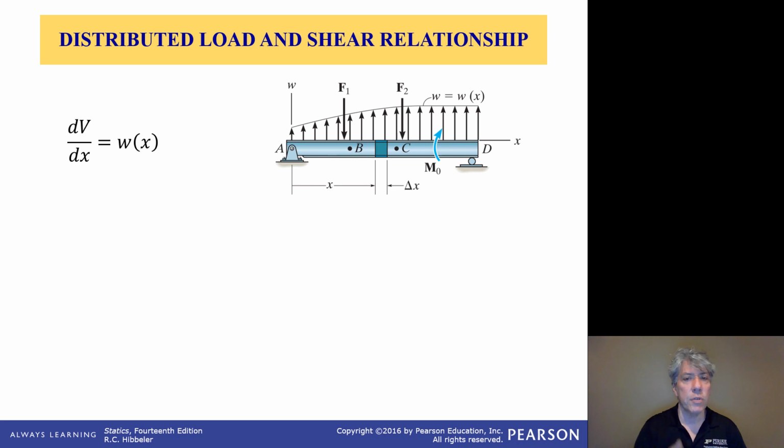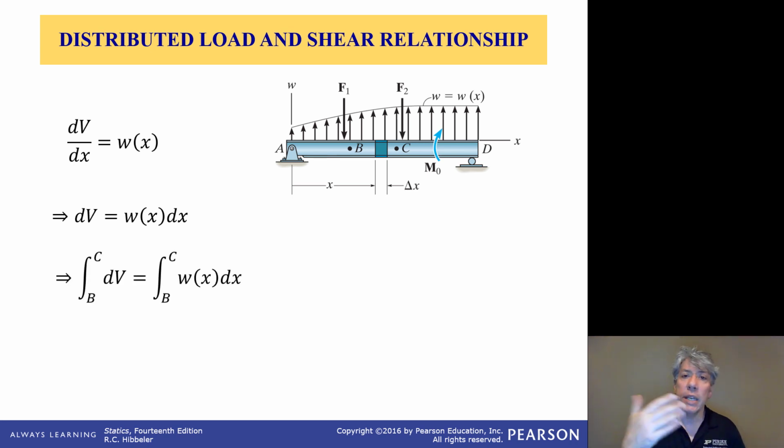Now we can do something interesting with this equation. If we pull it over to the next slide, using the rules of calculus, we can separate out the two variables and integrate. So we put all of the shear variable, the variation in the shear, on one side, and the variation in the width or along the length of the beam on the right-hand side, and then we can integrate between 2 points. So let's say we integrate from point B all the way to point C.